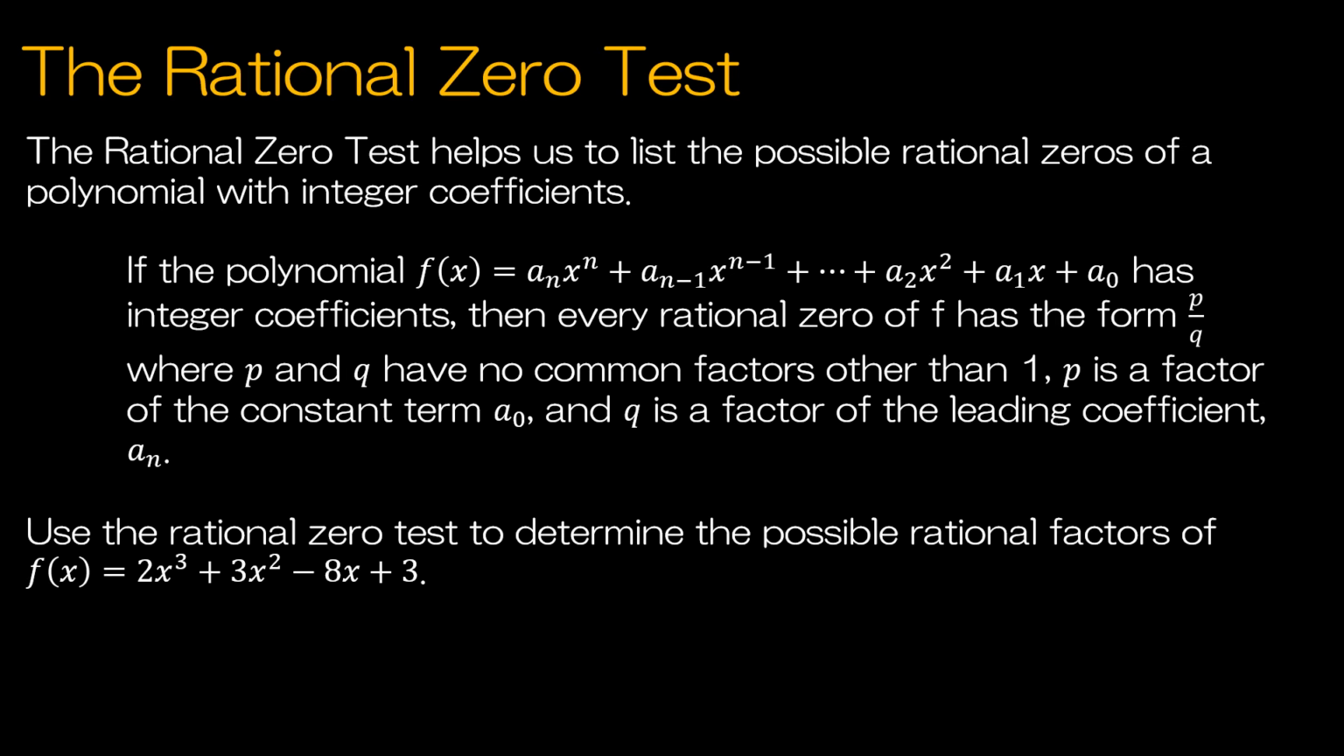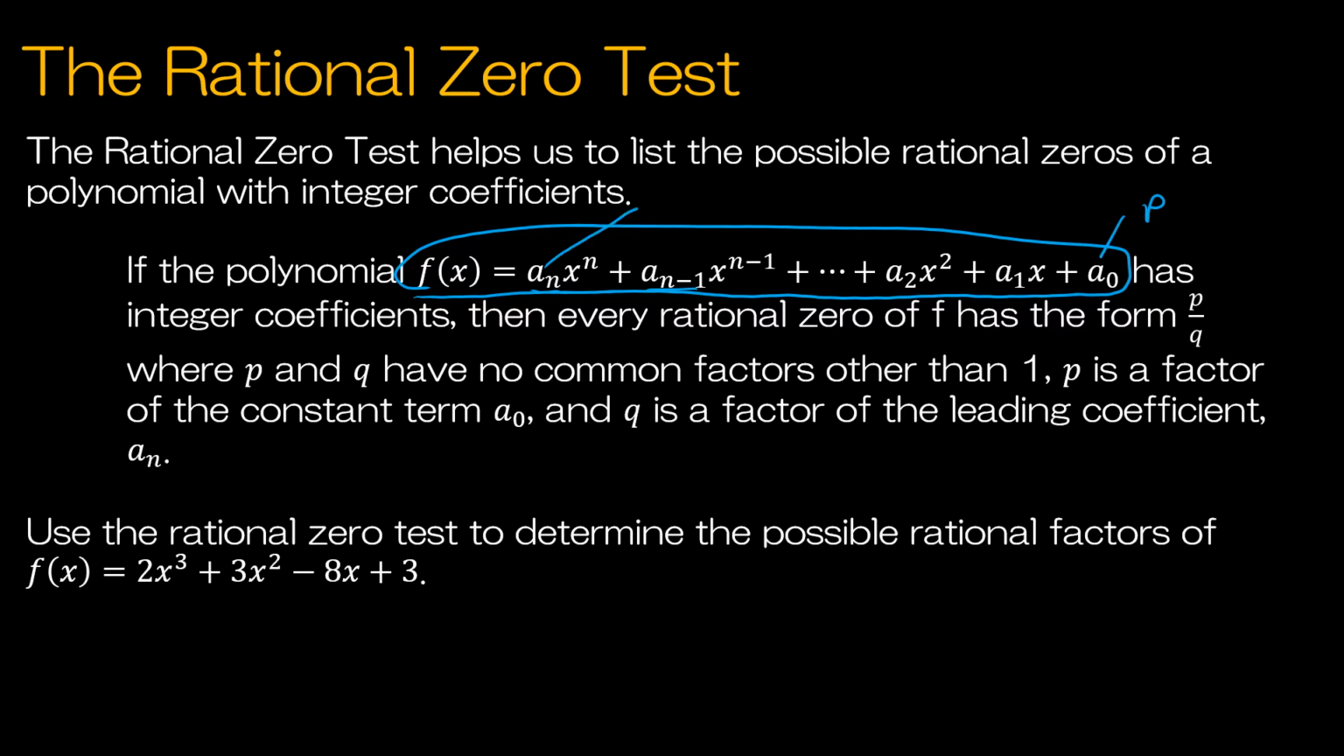That tells us that if we have a polynomial in this form, so this is the non-factored form, and it has integer coefficients, so all of the a sub n minus 1 are integers, then every rational zero of f has the form p divided by q, where p and q have no common factors other than 1. p is a factor of the constant term, so p comes from here, and q is a factor of the leading coefficient, so q comes from here.